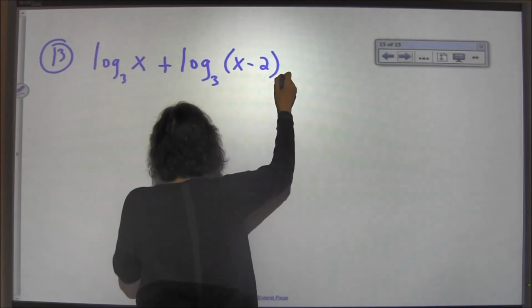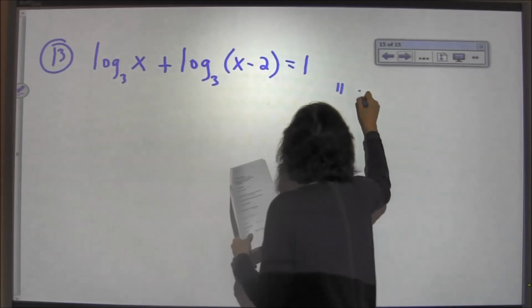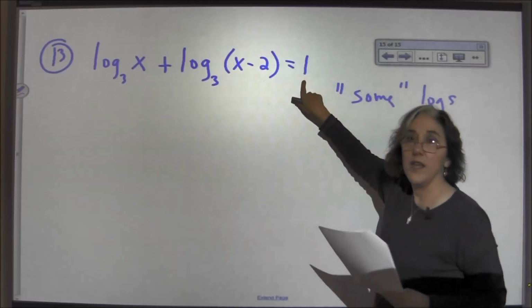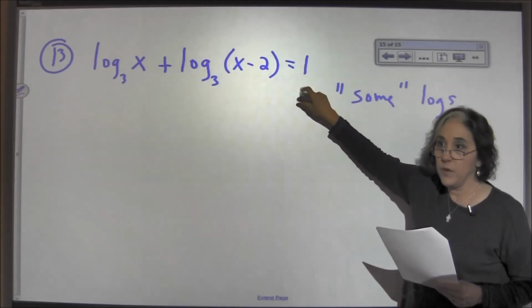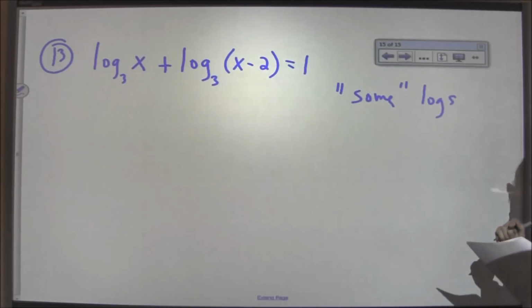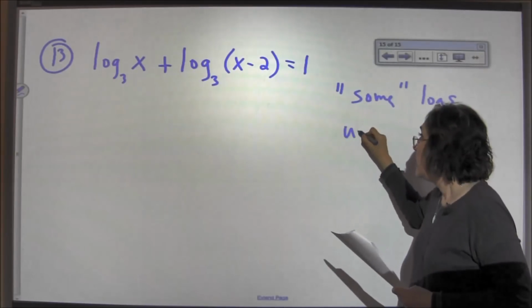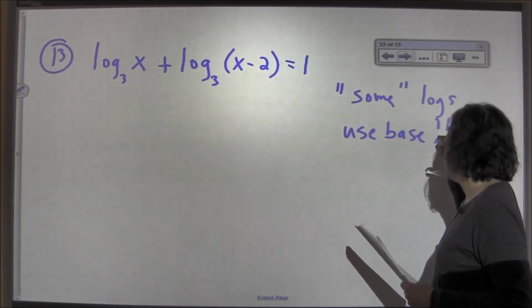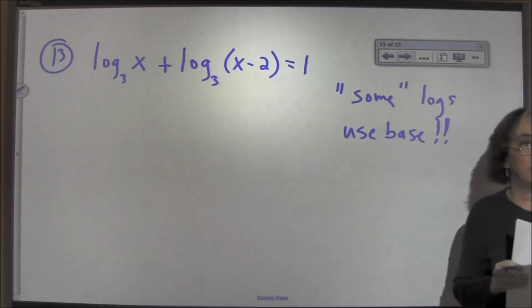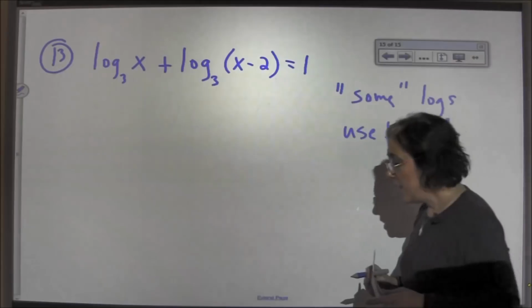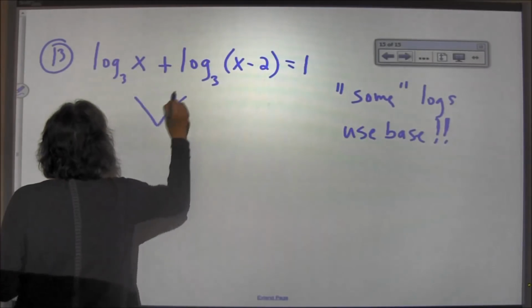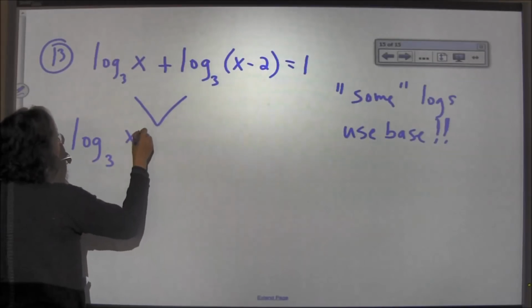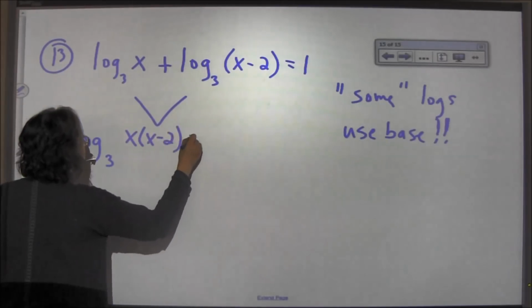This is a sum logs problem. Meaning that's not written as a logarithm. Okay, so this is a sum logs problem. If you've got a sum logs problem, you've got to use your base, and some of you did forget that on the test. Okay, got to use it. So first, we're going to put these together. That'd be the log base 3 of x times x minus 2 equals 1.